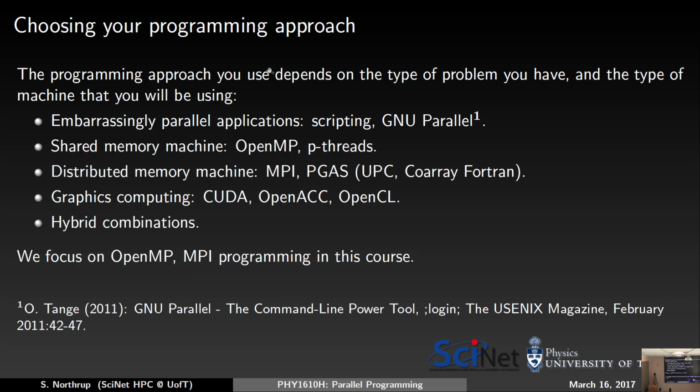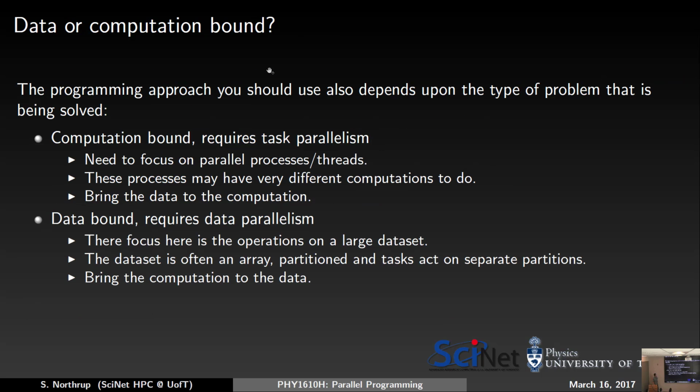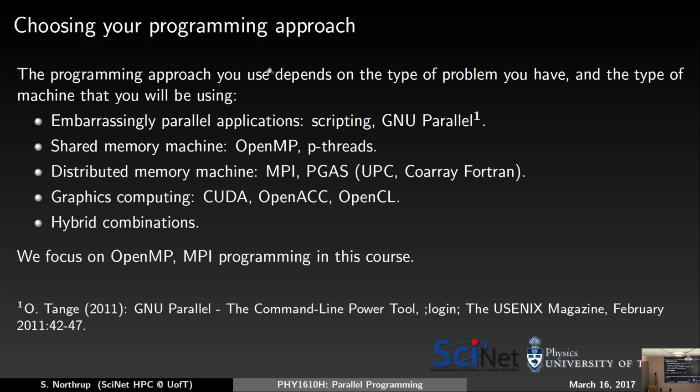The programming approach depends on the type of problem you have. So for embarrassingly parallel applications, you can just script with GNU Parallel. GNU Parallel is just a tool, and I'll talk about it a bit in one of the next lectures. Do I have it in here? Maybe I do, I can't remember. Anyway, it's a tool that allows you to take a bunch of serial operations and kind of meta schedule them. Shared memory, that's OpenMP threads or POSIX threads.